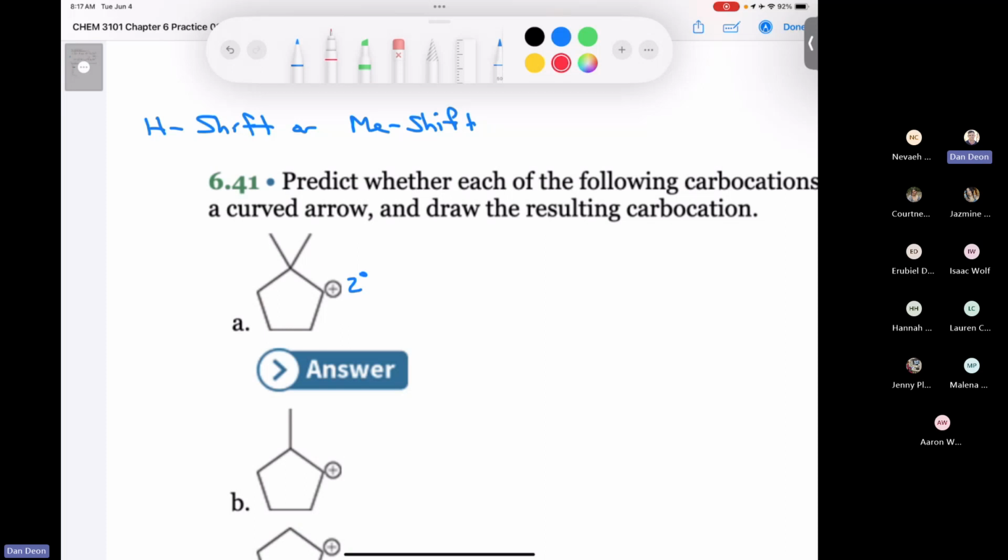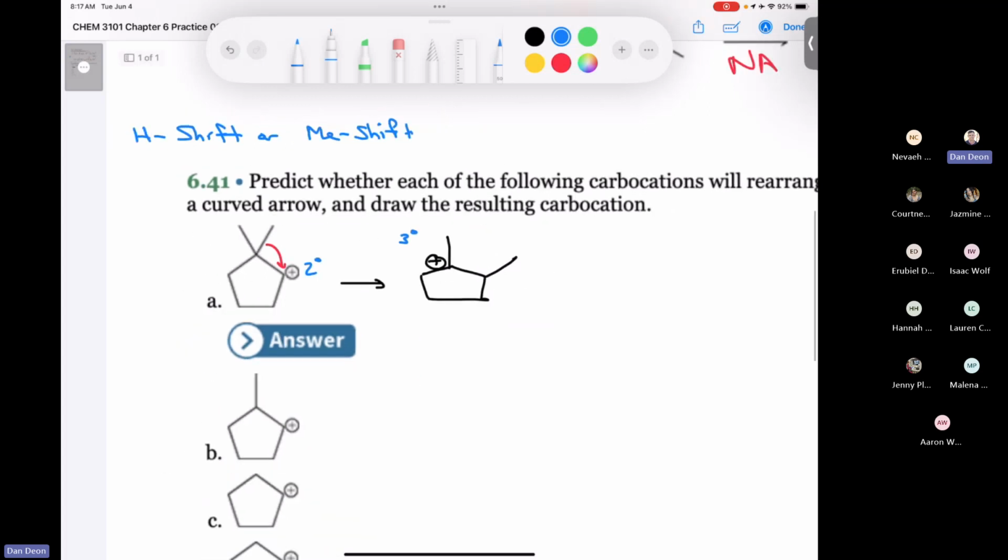Yes, because if this methyl group moves over here, then we end up with something that looks like this. So now our methyl group is over here. This methyl group is here. And now the positive charge has moved over here. So now we've gone from a secondary to a tertiary carbocation, right?